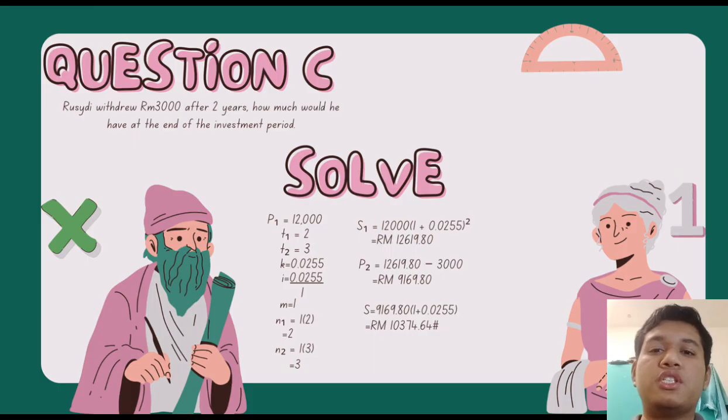So now we just need to substitute it into another compound interest formula again. So S equals 9,169 ringgit and 80 cents times (1 + 0.0255)^2. Now we are going to get 10,374 ringgit and 64 cents.